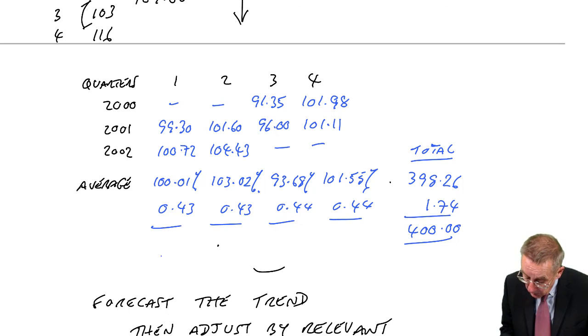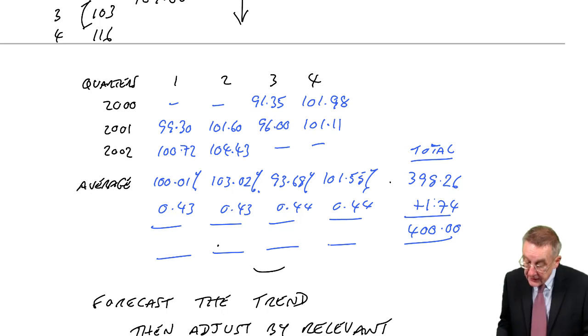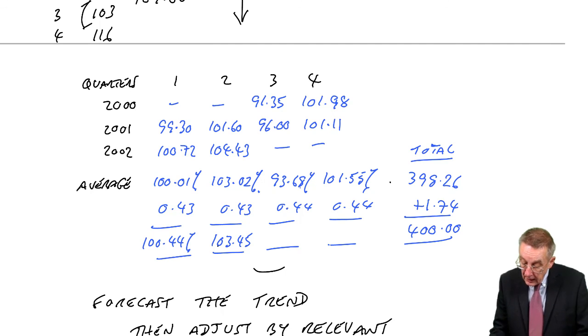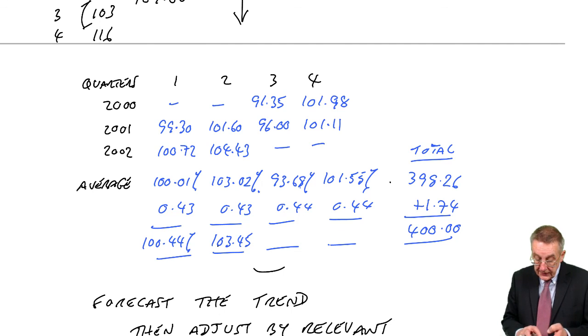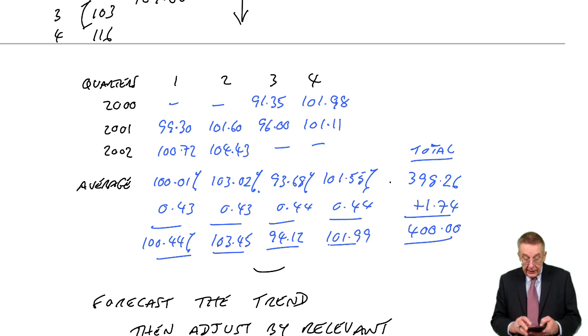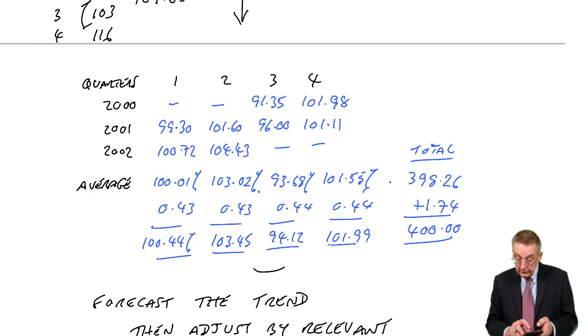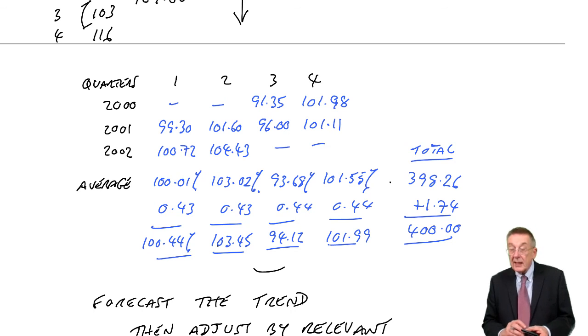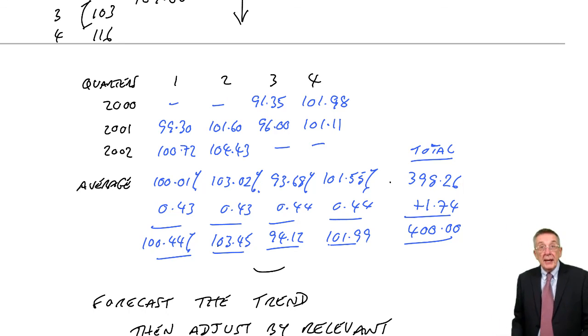But what would we end up with? Remember, we're increasing them all. So quarter one will take 100.44, quarter two, 103.45, quarter three, 93.68 plus 0.44, 94.12, and finally 101.99. And do they add up to 400? Yes, they do.